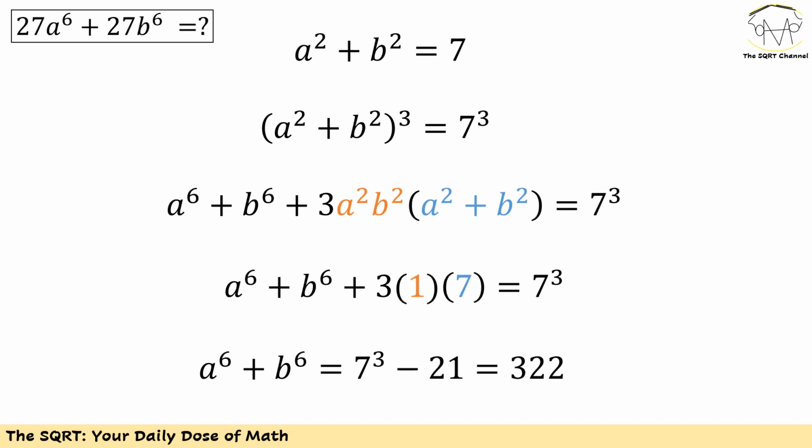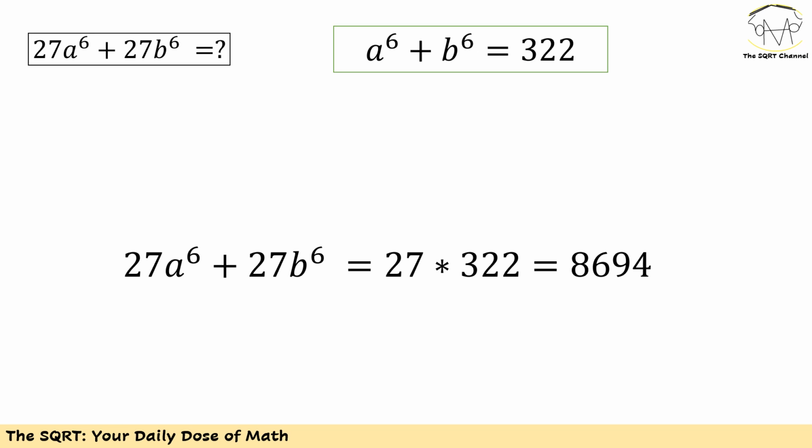On the right hand side, I have 7 to the power of 3. Now remember, ab was 1, so a squared times b squared is going to be 1. And we already found that a squared plus b squared is 7. So I'm going to rewrite and simplify and find the value that I need to find. a to the power of 6 plus b to the power of 6 is going to be 7 to the power of 3 minus 21, which is going to be 322.